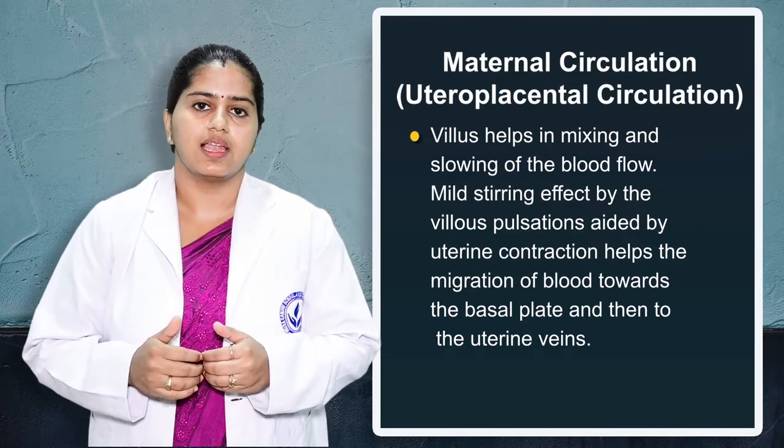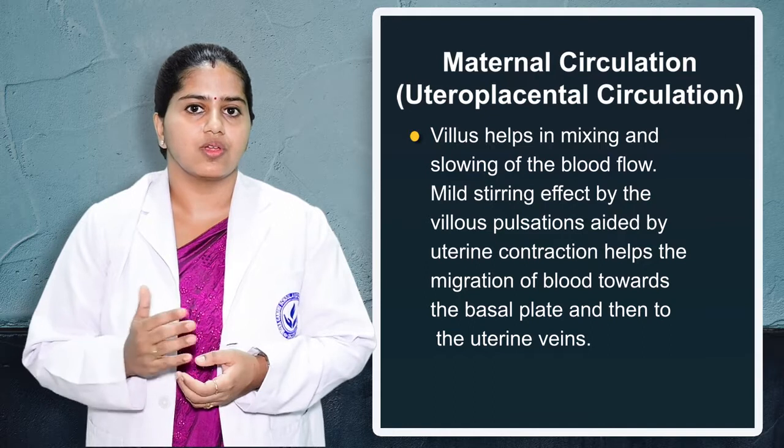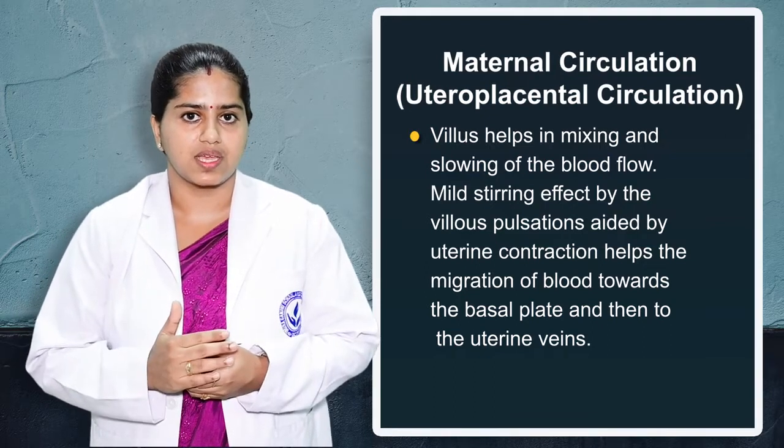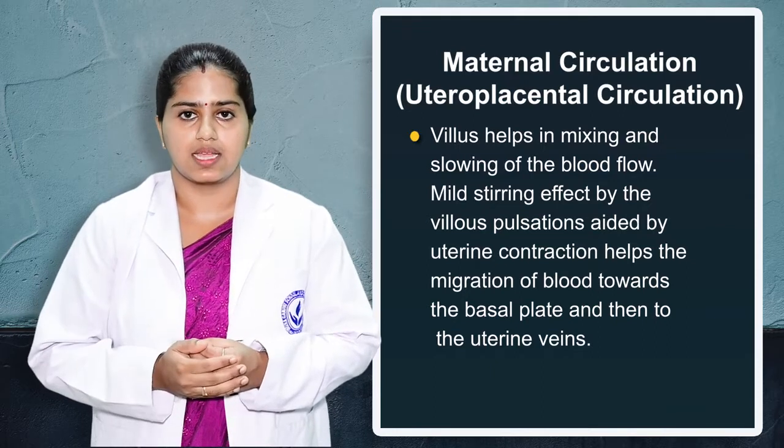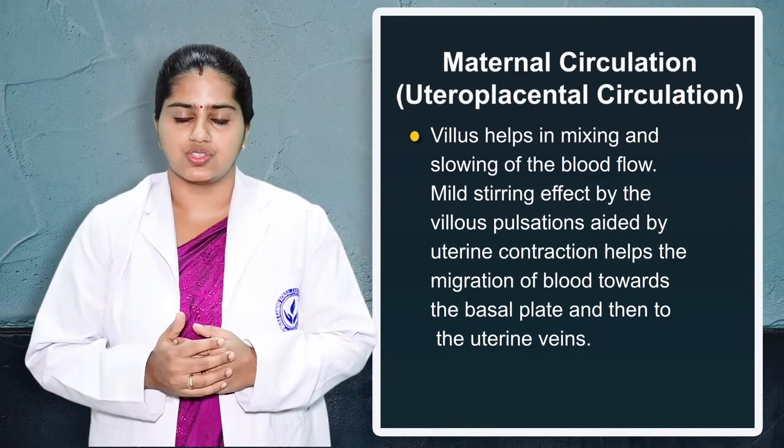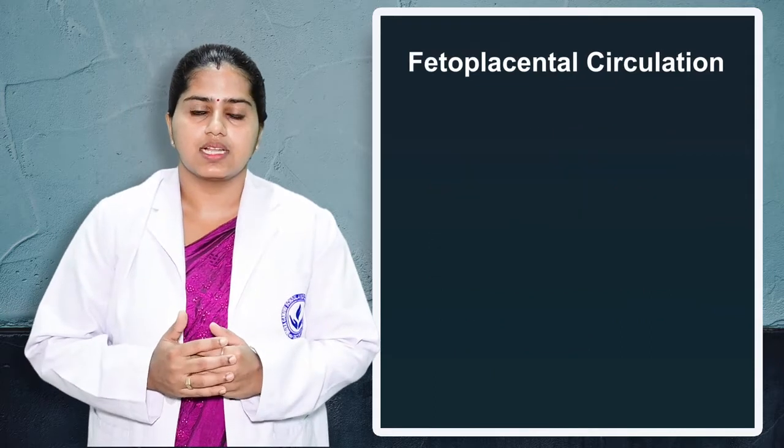How? Like a lateral dispersion. Mixing and slowing of the blood will take place in the villous spaces, and the blood will be moved to the basal plate from the maternal sinuses, and the blood will be exchanged. Next we will see fetal circulation.